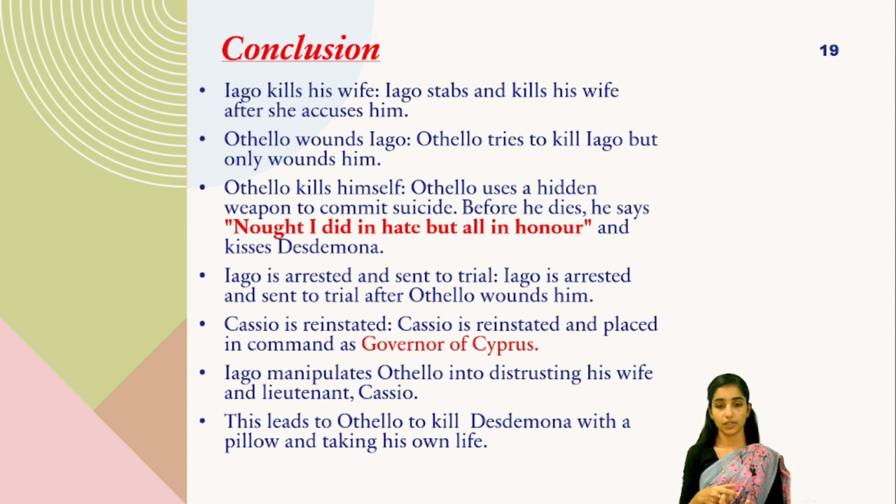Instead of a lieutenant, he was promoted to governor. Iago had manipulated Othello into believing that his wife, Desdemona, was having an illegal affair with Cassio. All those things manipulated him completely, and he lost his ability to understand the real truth of Cassio's and Desdemona's affections. This leads Othello to kill Desdemona with a pillow and take his own life, as I told you already. He killed himself and then he died.